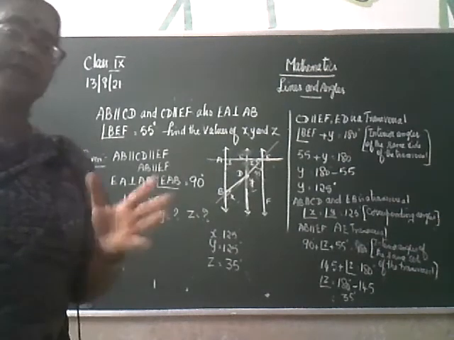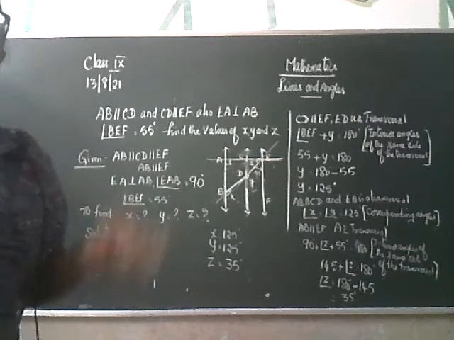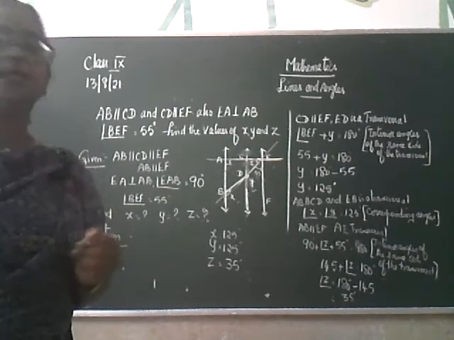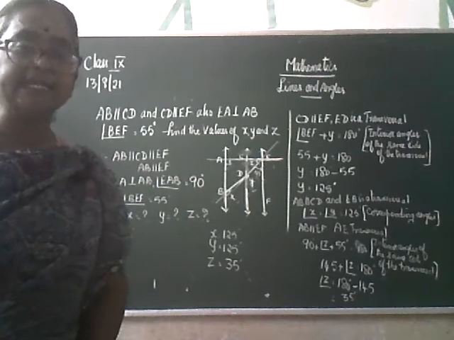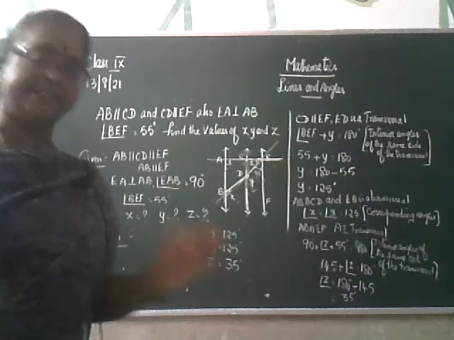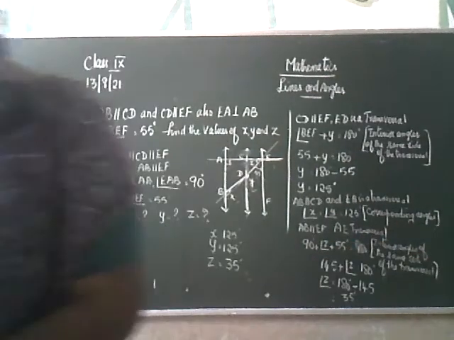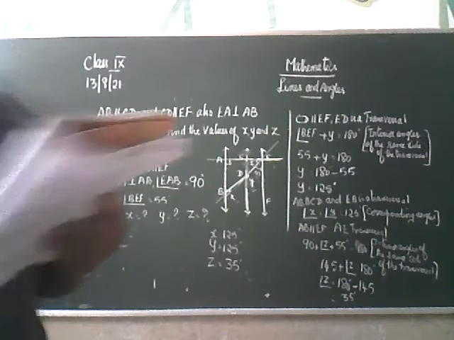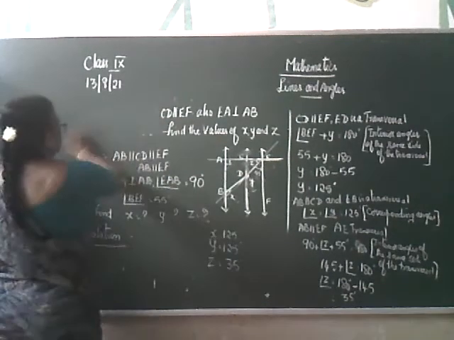The lines which are parallel to the same line are parallel to each other. Then when two lines are parallel to each other, the corresponding angles are equal. When two lines are cut by a transversal, the sum of the interior angles on the same side of the transversal is 180 degrees. Remembering all these things, we have completed the sum, isn't it? Hope you have understood this. X is 125, Y is 125 and Z is 35.